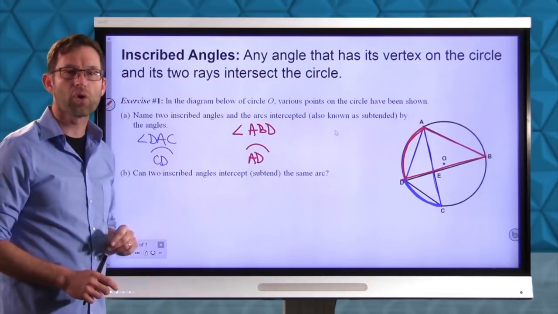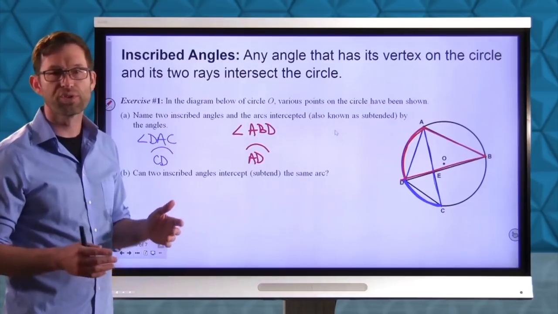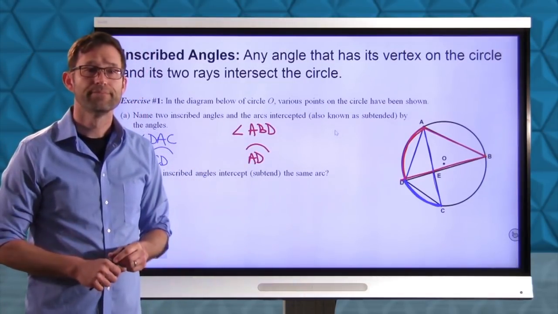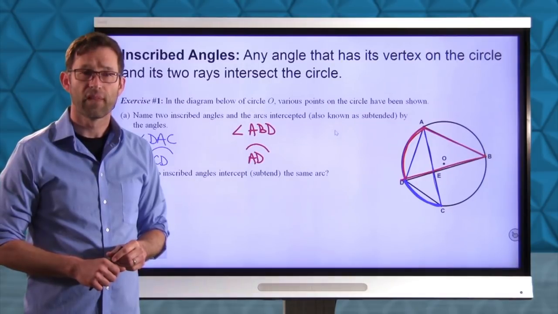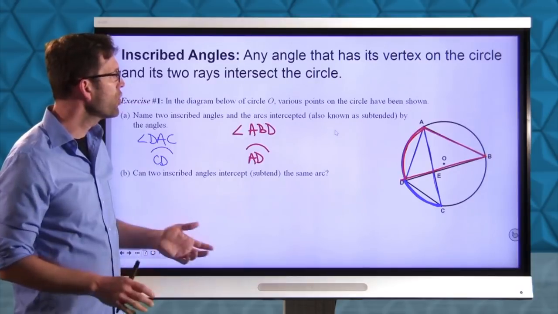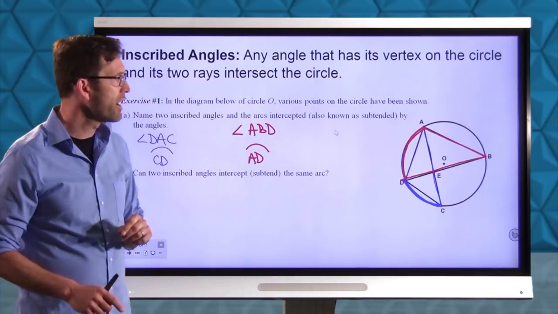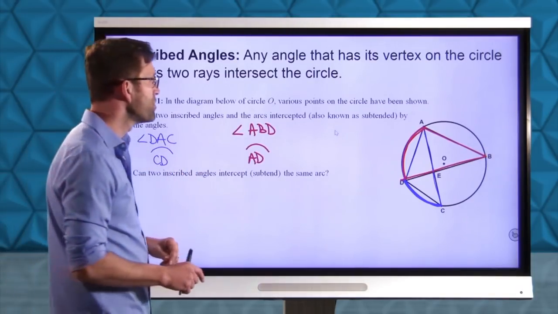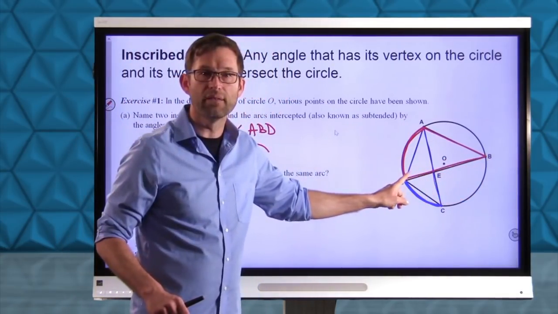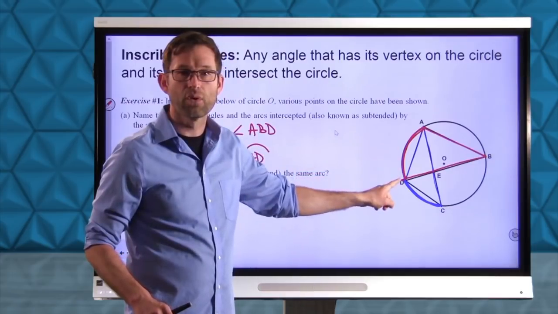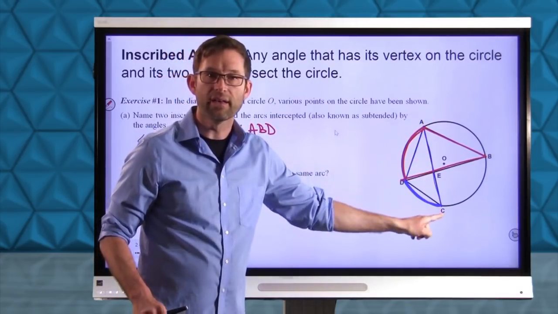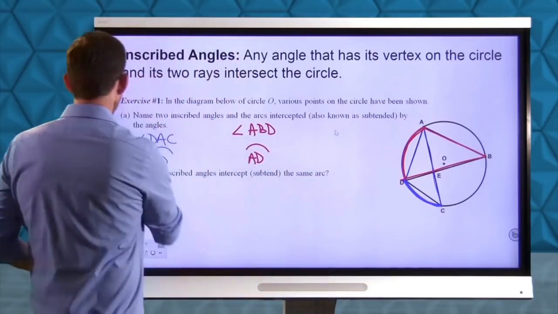Letter B, very important. Can two inscribed angles intercept or subtend the same arc? Can they? And the answer is absolutely. Okay, there's just no question about it. In fact, I can give you a great example in this picture, right? The angle that I just drew, angle ABD, intercepts or subtends arc AD, but so does angle ACD, right?